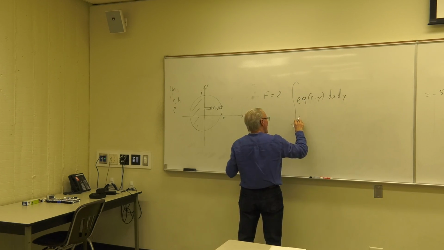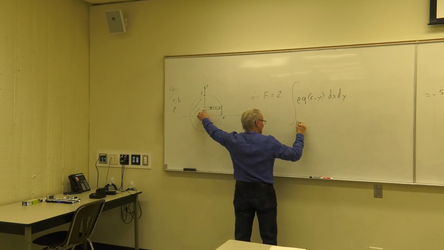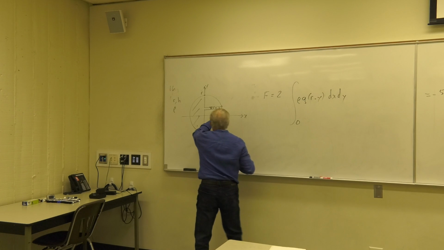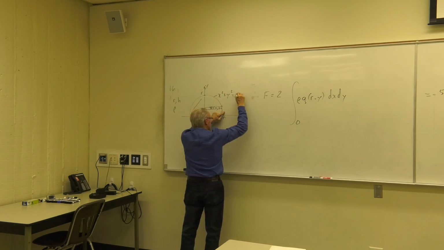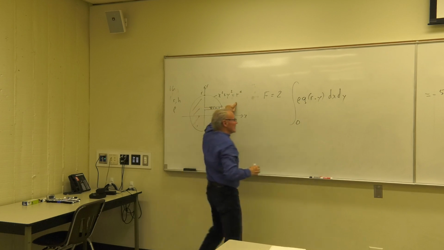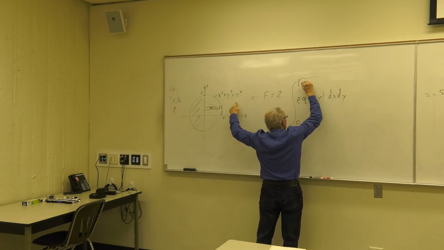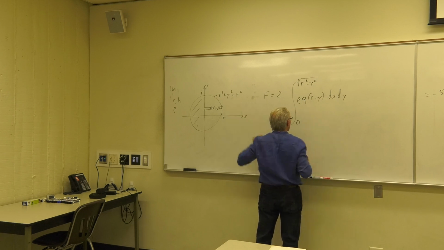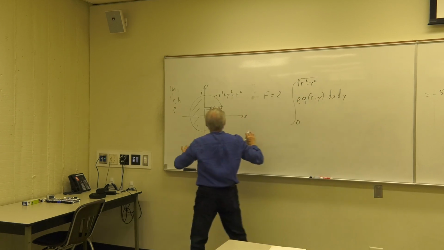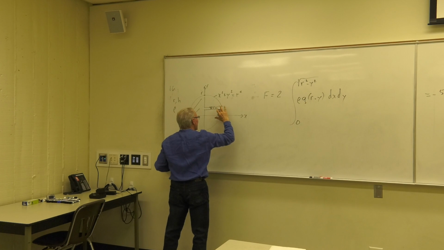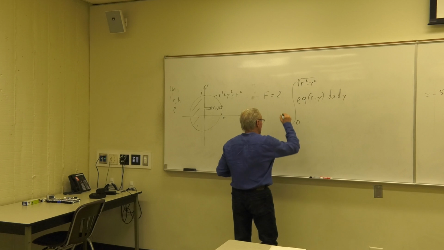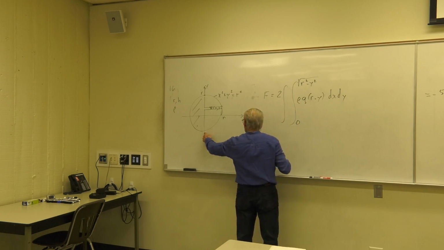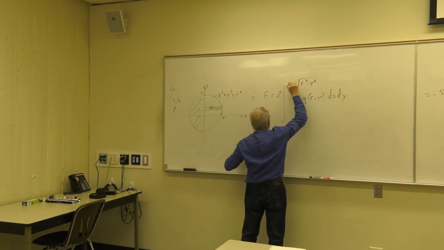Lower limit. Where do all the horizontal strips start? Answer, when x is 0. Where do they all stop? They stop at the circle, x squared plus y squared is equal to r squared. I'm going to solve that for x: square root of r squared minus y squared. That right there is the force on that horizontal strip. Now we add over all the strips, first to last. Last one down here at minus r, first one up here at plus r.